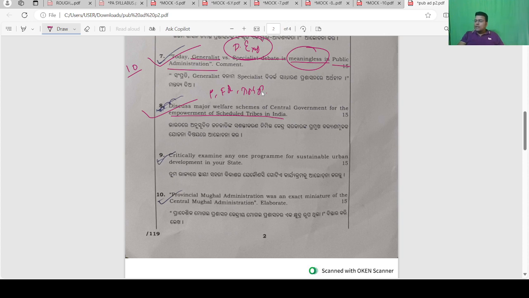What are that? Central government Ministry of Tribal Affairs, National Commission for ST, Central Social Welfare Board, Law Ministry, Health Ministry, Education Ministry, all this. NHRC, they are all working for the welfare for scheduled tribe. After that, you write 10 to 15 schemes that yes, all these schemes are for scheduled tribe. Easy question.